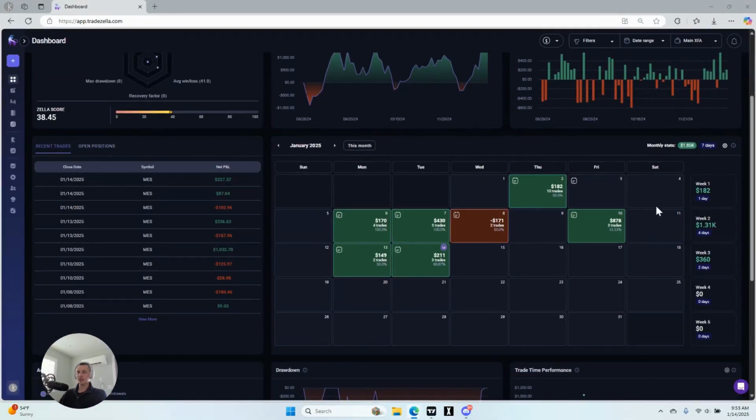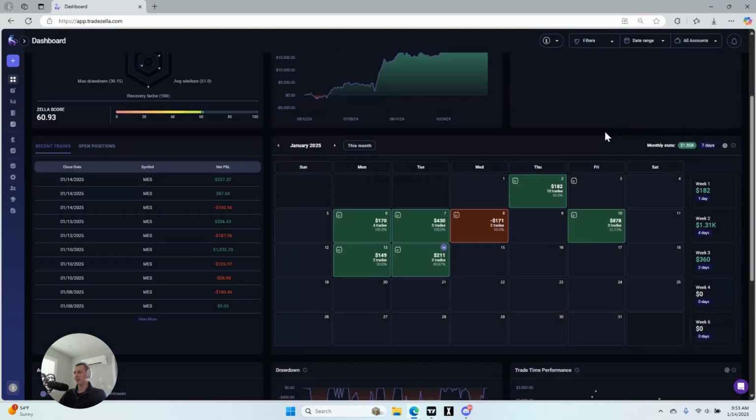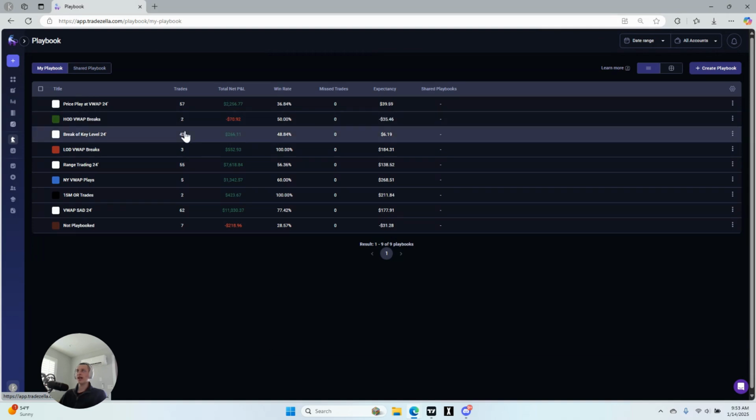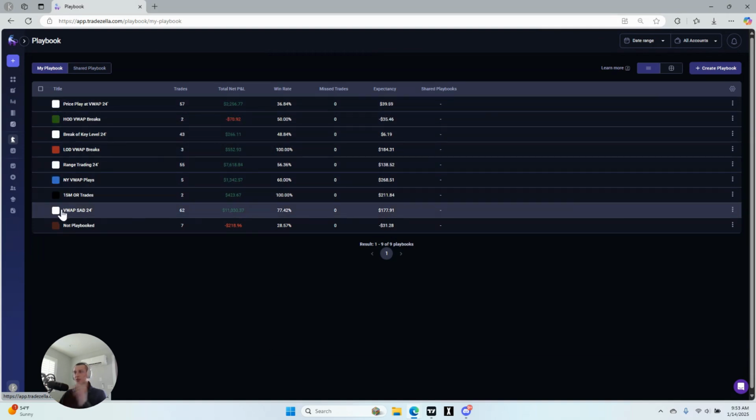So if we take a look at my Tradezella, this is the start of the year. I'm up 1.8K, and this is trade copied across a few accounts, so it's more like 6 or 7K. But I'm going to go first into the playbook feature. Any of these ones with the white coloring are from last year, and I used last year's playbook to make my playbook for this year.